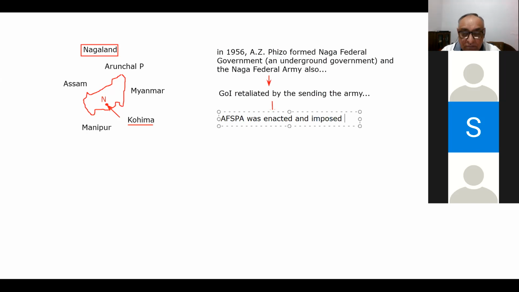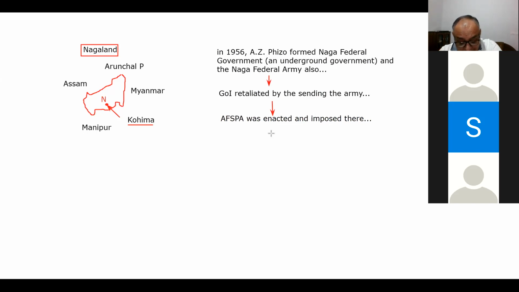आपको मालूम होगा, हमने पहले बात की थी कि Armed Forces Special Powers Act was enacted in the year 1958, right? So 1958 में उसको पास किया and उसको नागालैंड भी implement किया, right? So because तब जरूरत बन गई थी, right?